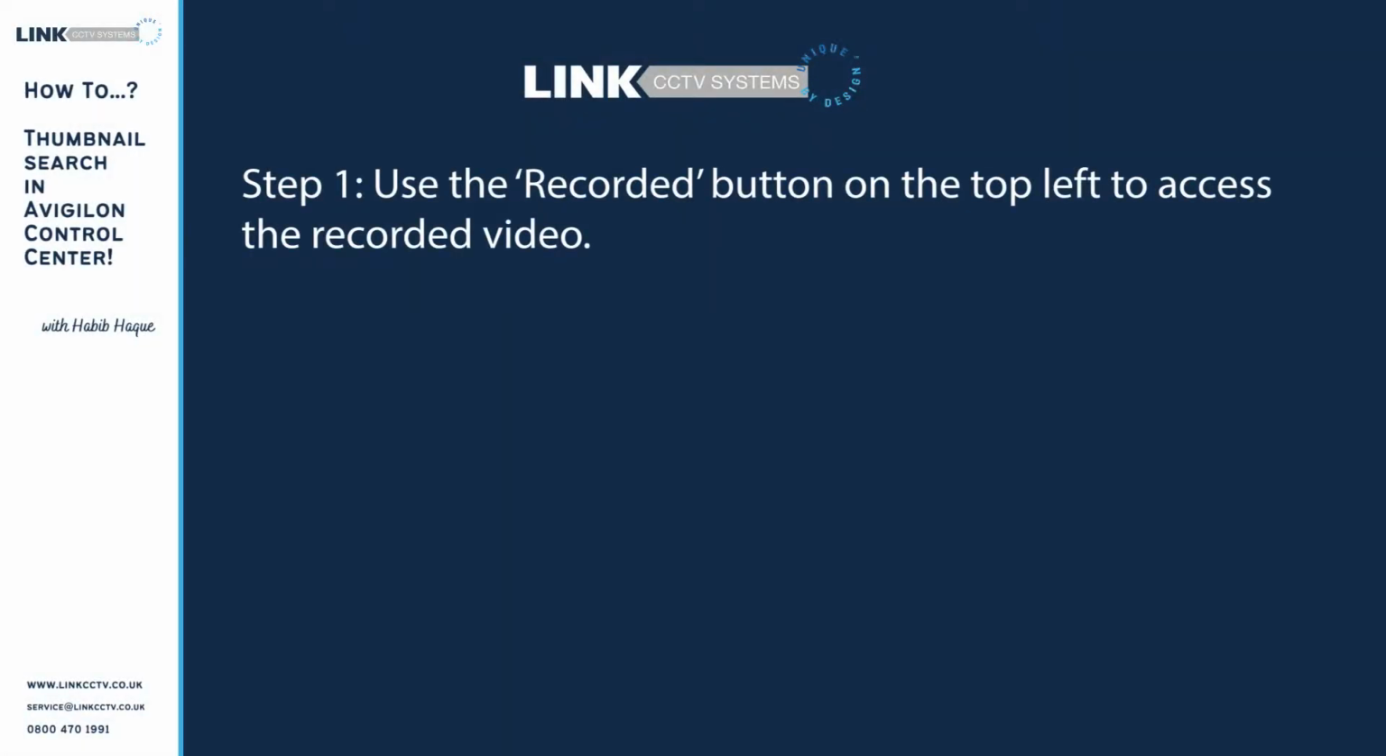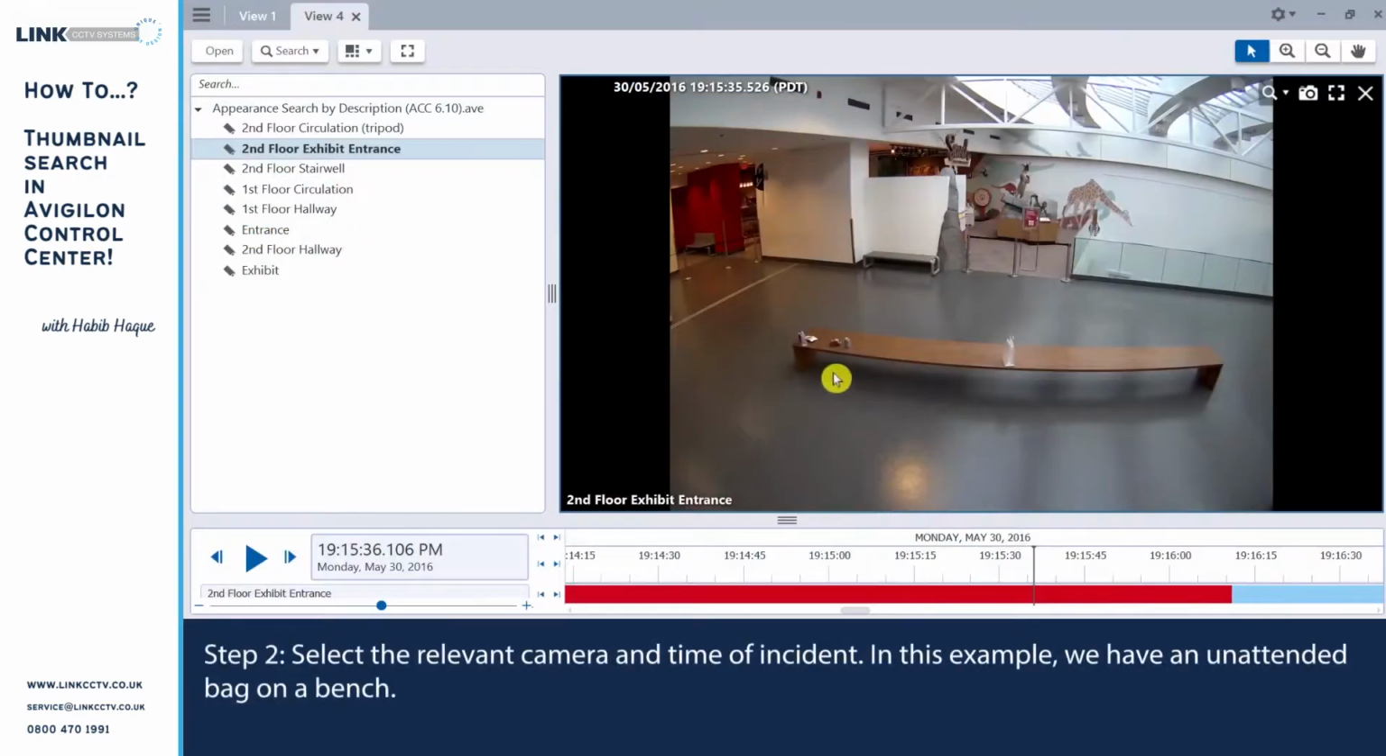Step 1. Use the recorded button on the top left to access the recorded video. Step 2. Select the relevant camera and time of incident. In this example, we have an unattended bag on a bench.